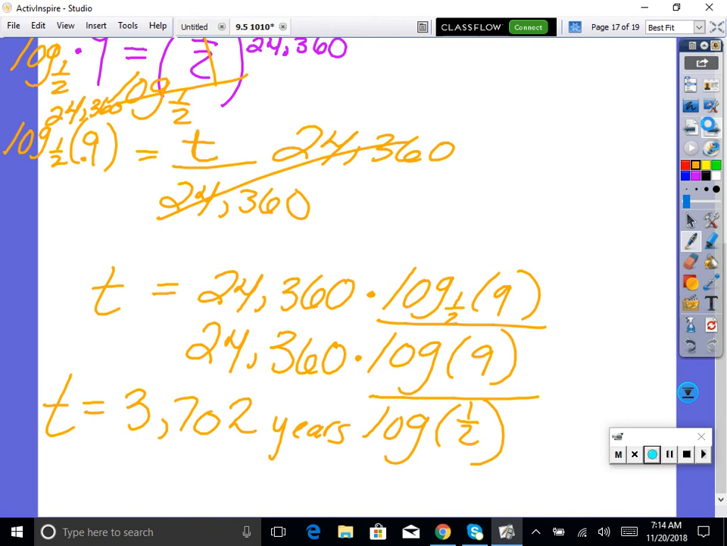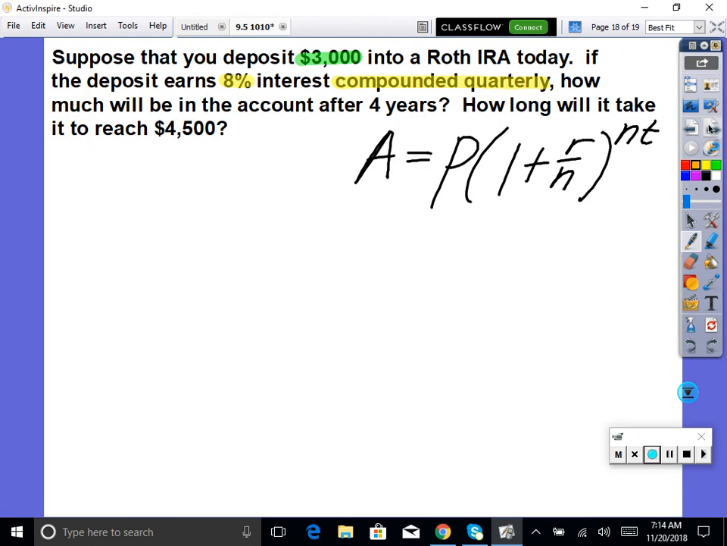Alright, last story problem. Okay, so it says, suppose you deposit $3,000 into a Roth IRA today. If the deposit earns 8% interest compounded quarterly, how much will be in the account after 4 years? Then it says, how long will it take to reach $4,500? So we have two questions here. Let's answer the first one.